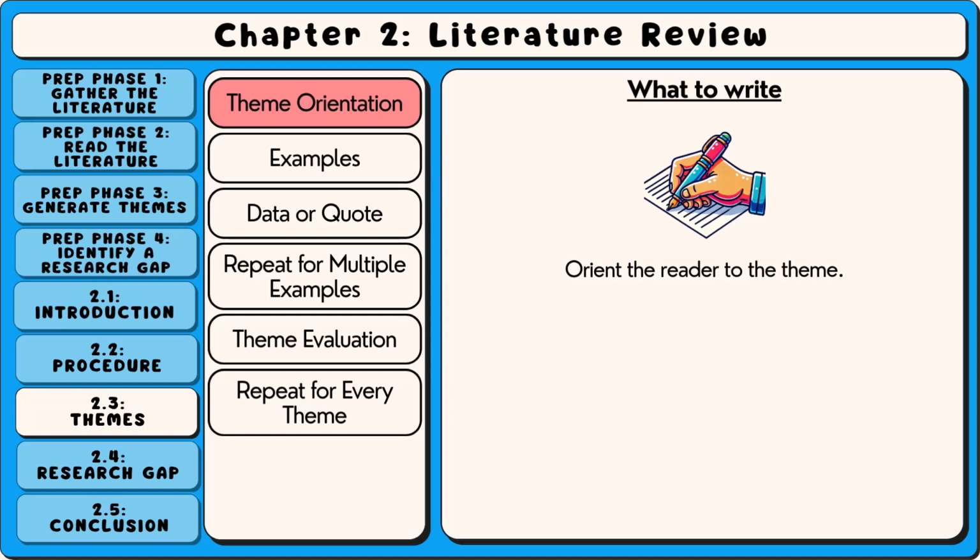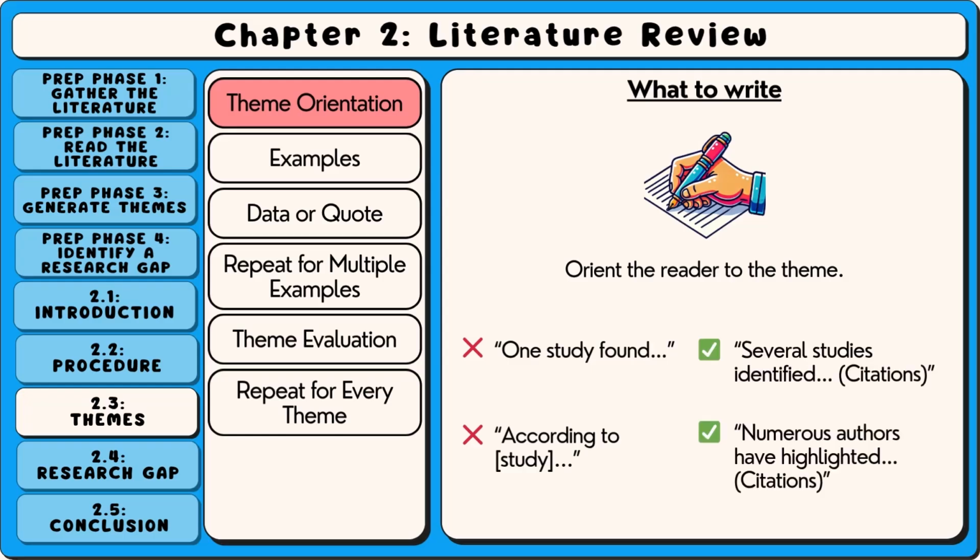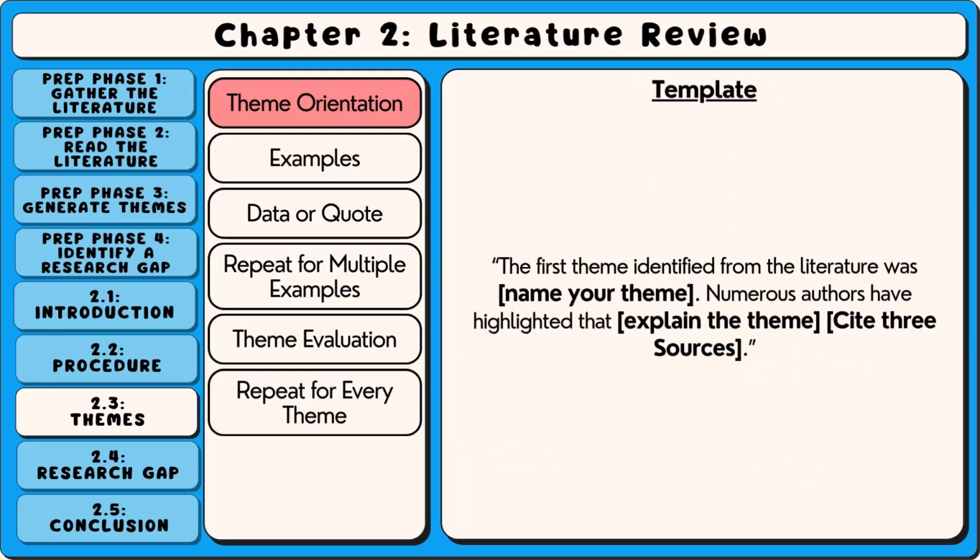Let's start with writing your theme orientation. To do this, do not write one study found or according to a specific study. Instead, orient the reader to the overall theme by using language such as several studies identified or numerous authors have highlighted. In this way, you're starting out by discussing a broad theme, not a specific study. Here's a template. The first theme identified from the literature was, and then name your theme. And then you could say, numerous authors have highlighted that, and then you would explain the theme. Remember to cite multiple sources at the end of these steps to show that there are multiple studies that explore that theme.